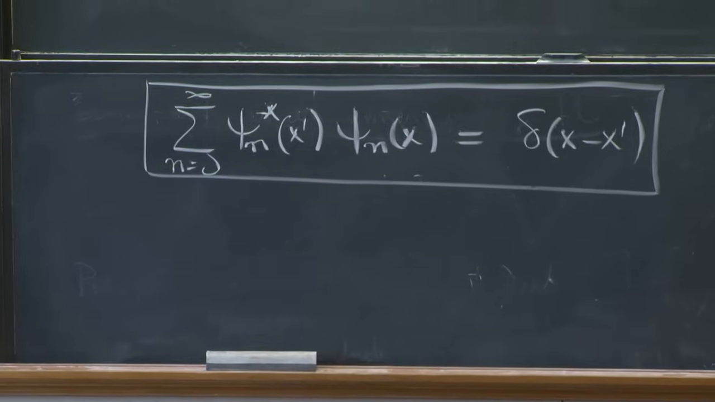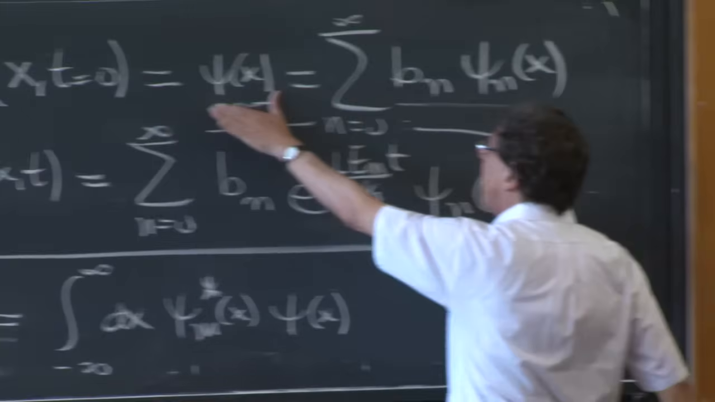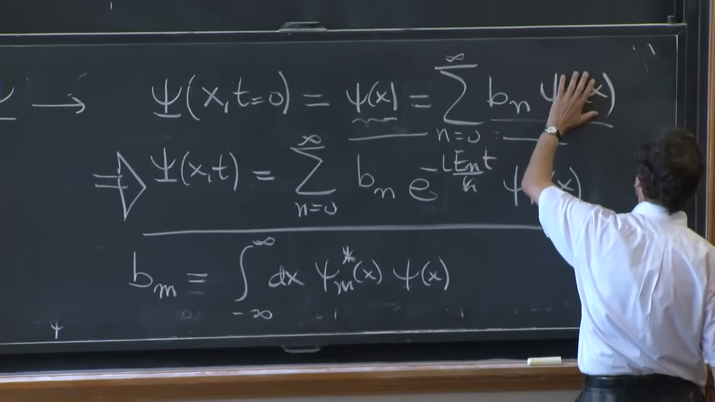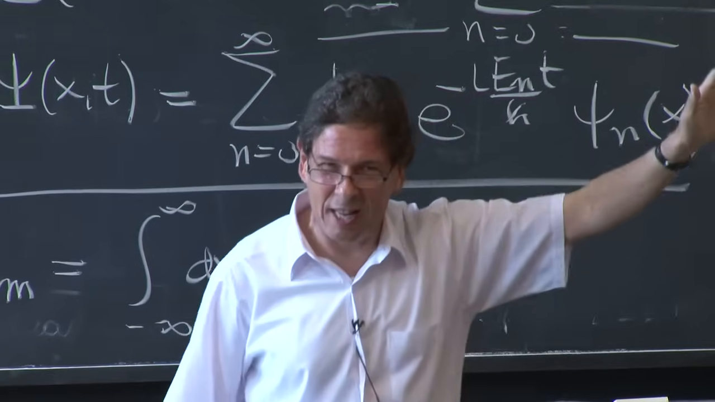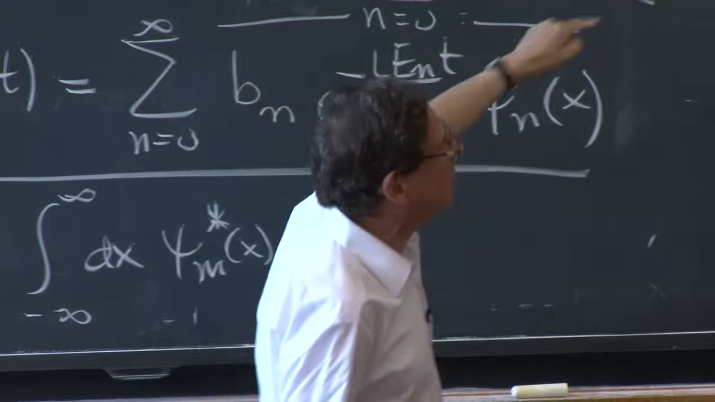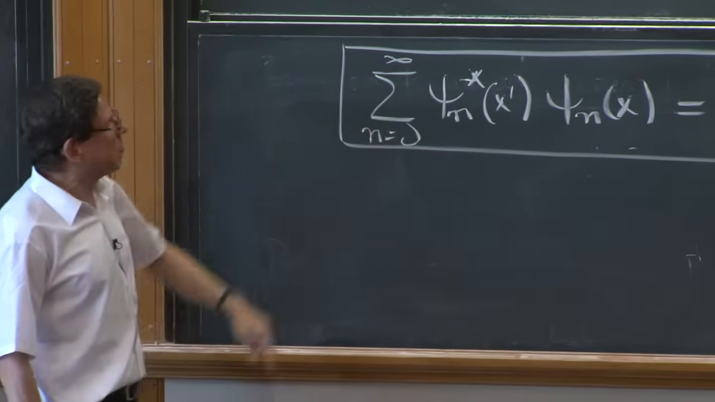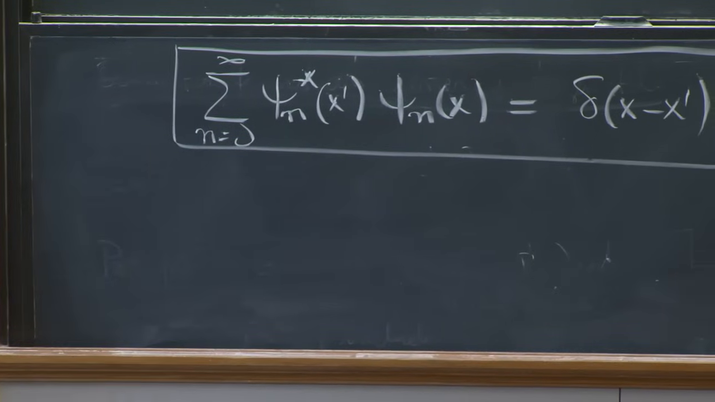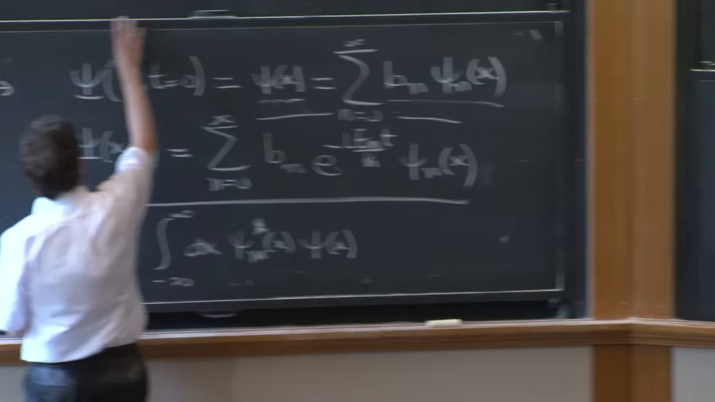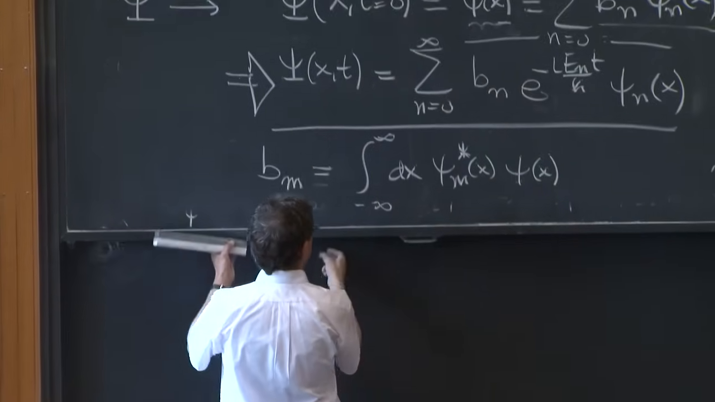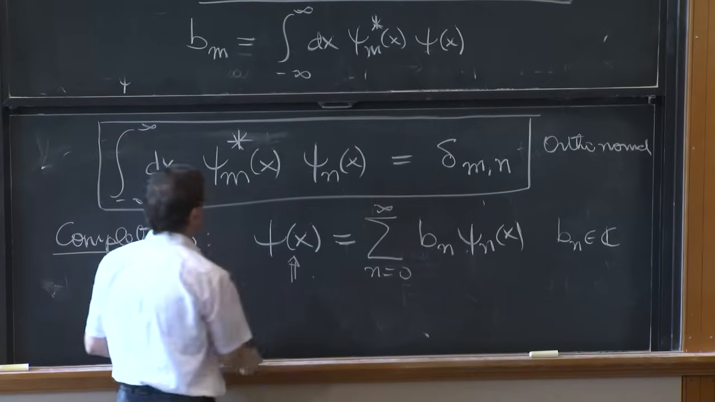If what we said at the beginning is true, that you can expand any function in terms of the eigenfunctions, which is not such a trivial assumption, then it allows you to prove something fairly surprising: that this identity must be true. And I want you to compare and contrast it with this identity here. One is completeness, one is orthonormality.